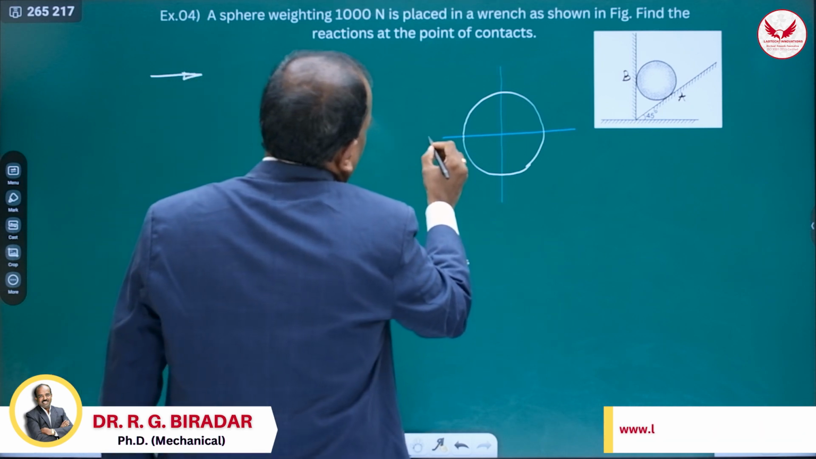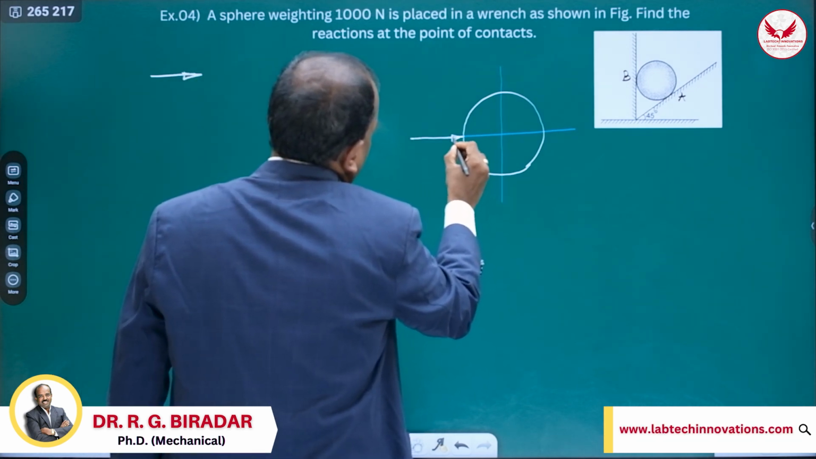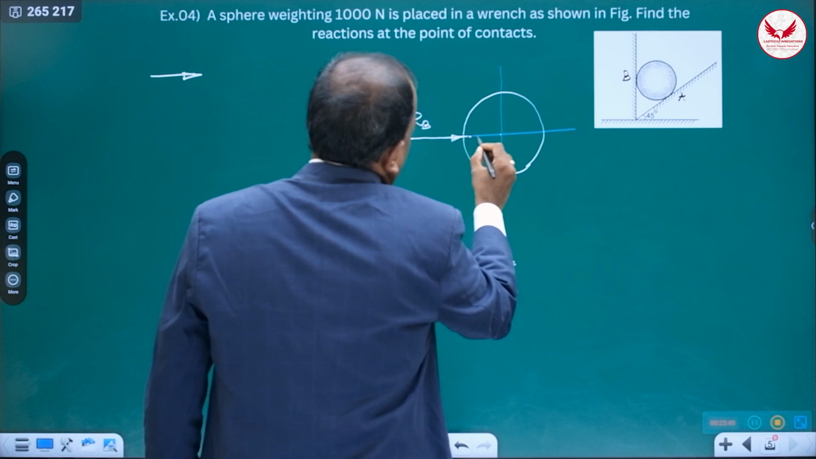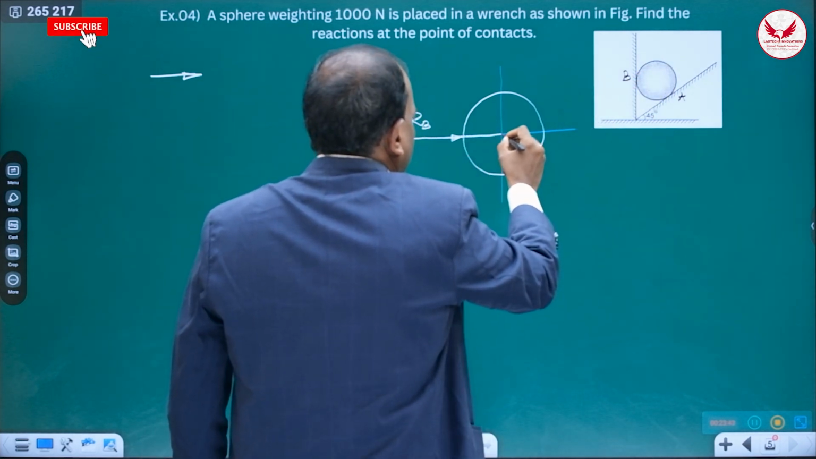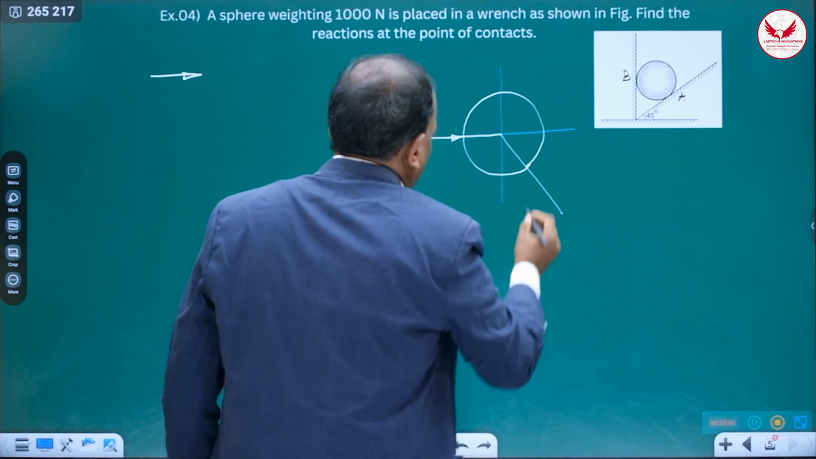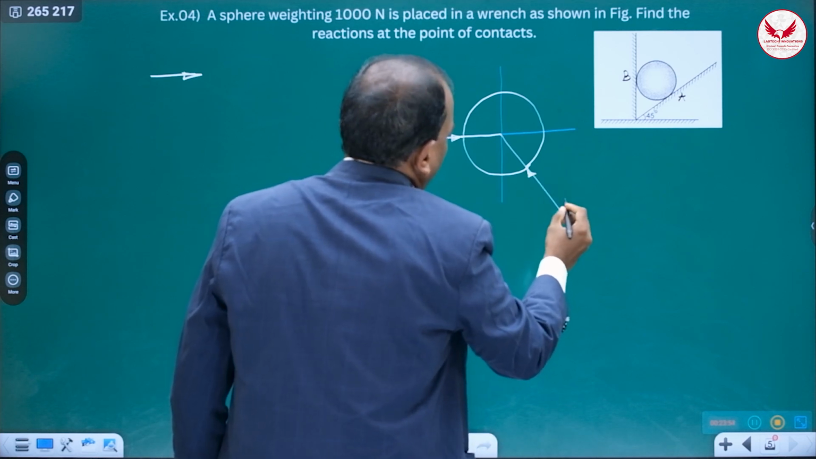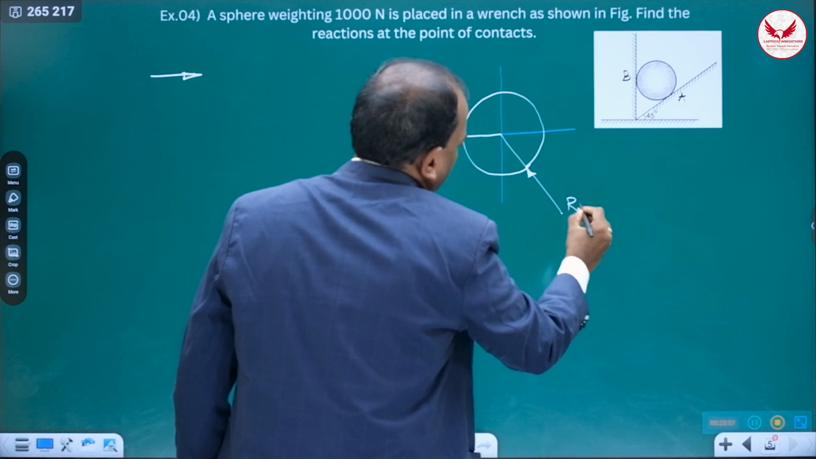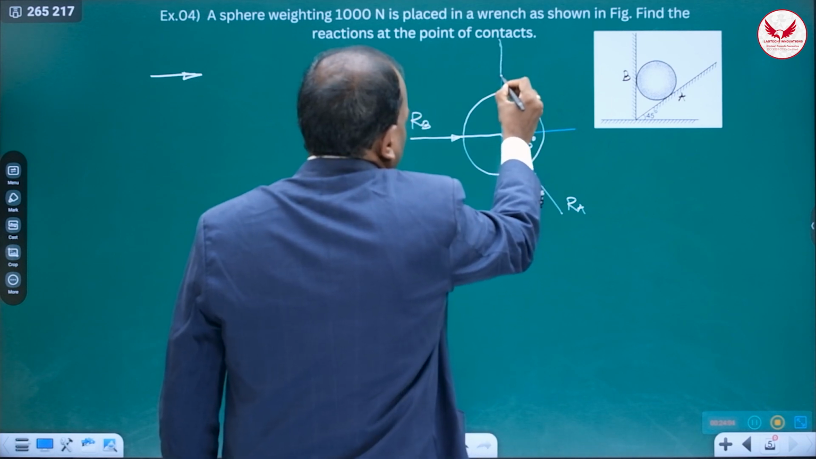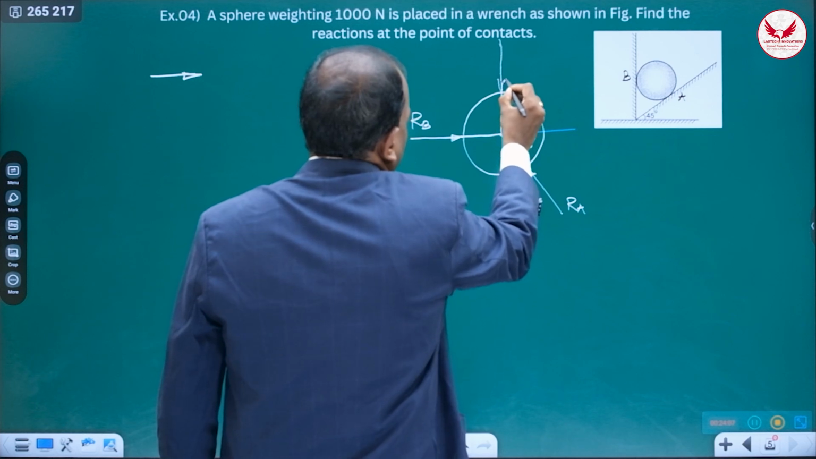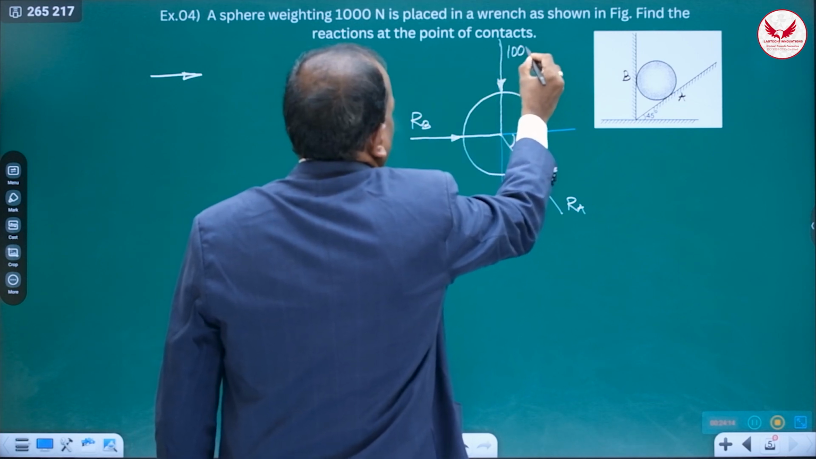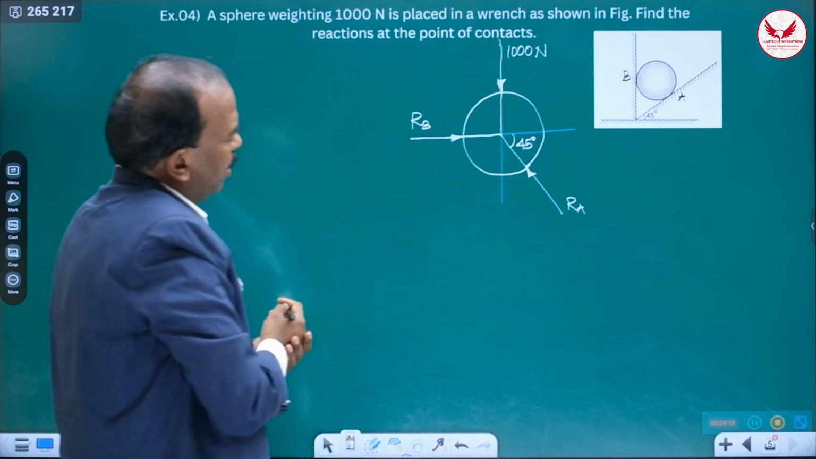And from the contact surface B, let's consider this reaction RB, and this will meet at this point. Means we can show directly like this. Then from this surface, it is making a 45-degree angle, so we can show this reaction RA making a 45-degree angle. And then the third one is its weight, which we can show in this way, and that weight is given 1000 Newton. So this is the free body diagram.